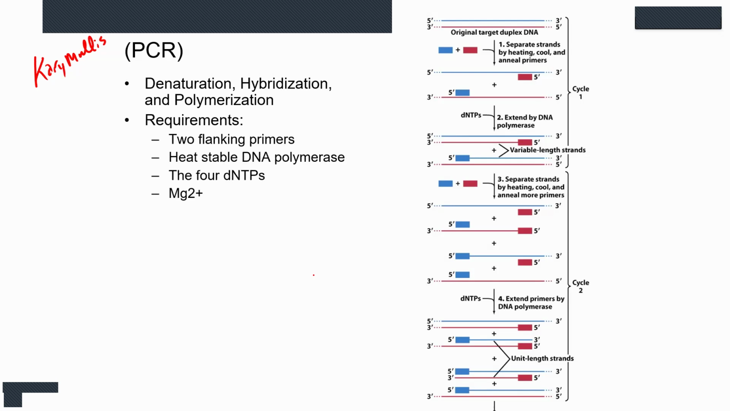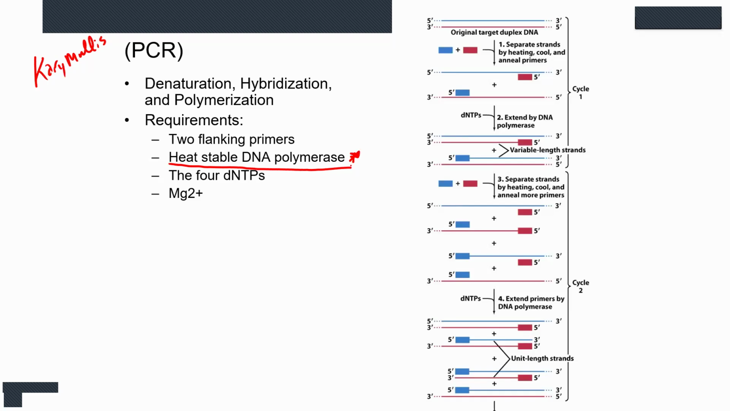These steps take place at different temperatures, and that's what I want you to know. I want you to know these temperatures and temperature ranges. In order to do PCR, you have to have DNA primers. You have to have a heat stable DNA polymerase. That's the biggest thing right there.